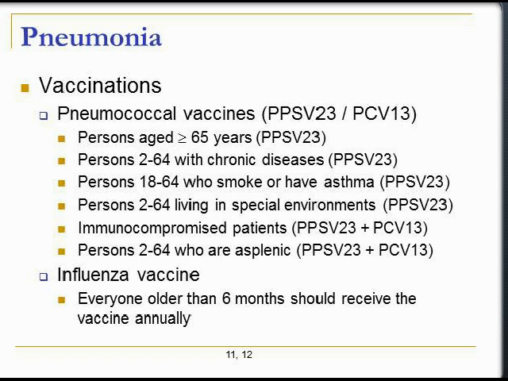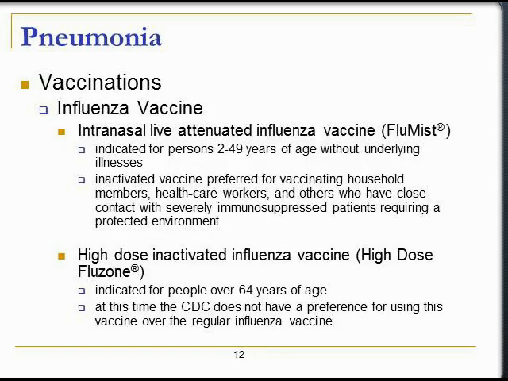And influenza, I'm sure you're aware, is recommended in any patient 6 months of age and older. There are some new influenza products that have been out, and newer ones that are coming out. FluMist has been out a while. That's the live attenuated influenza vaccine recommended in otherwise healthy patients between the ages of 2 and 49. And then there's also now a high-dose inactivated influenza vaccine, high-dose Fluzone, which is indicated in those over the age of 64. The CDC has not come out with a preference of that over the regular flu vaccine for that age group. Studies are ongoing, and until the results of those studies come out, that recommendation won't be made.